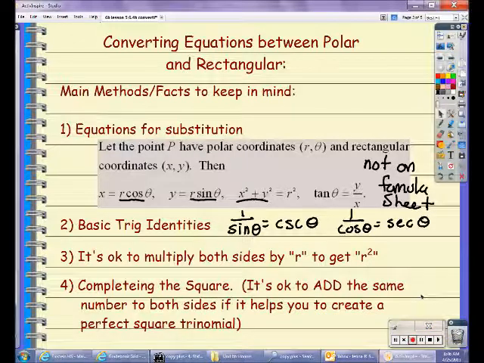Another thing that seems a little bit random but is perfectly fine, and is actually something you learned before, is that it's okay to add the same number to both sides if it helps you create a perfect square trinomial. This is called completing the square, and you should have learned this in Algebra 1 and Algebra 2 when you were talking about trinomials and factoring and all of that with quadratics.